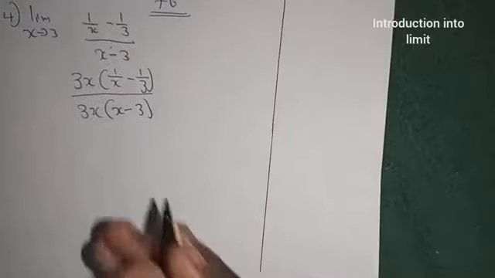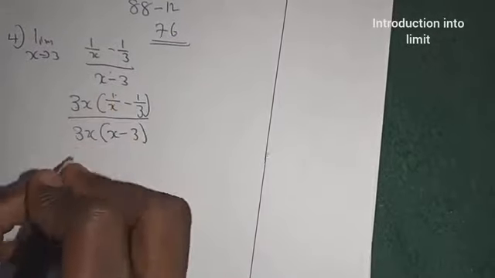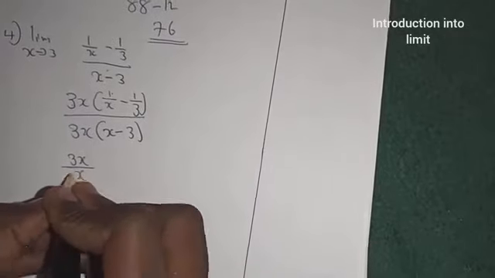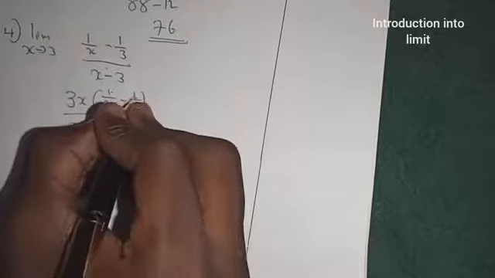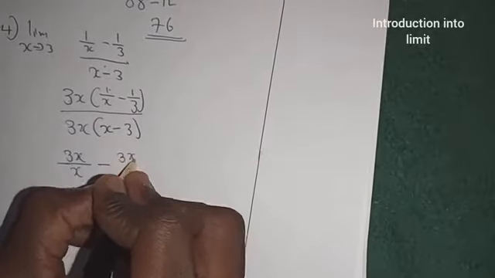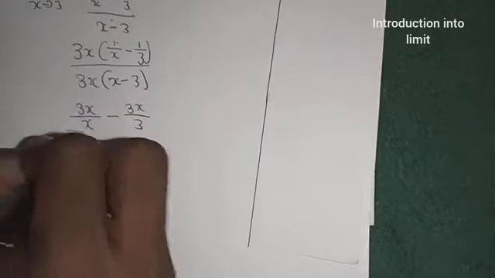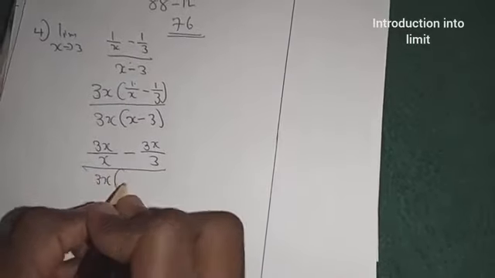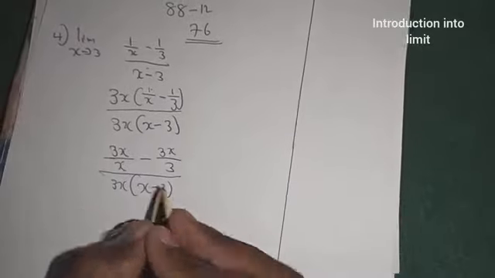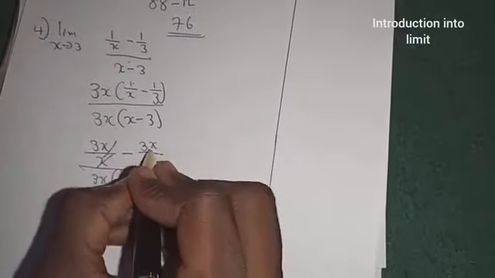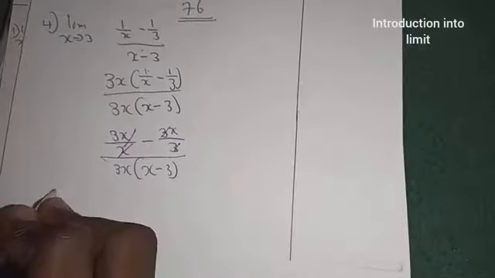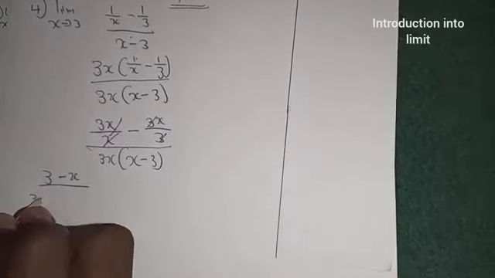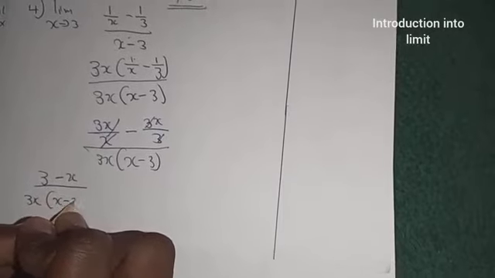So the next thing is that 3x multiplied by 1 over x will give you 3x all over x, then minus 3x multiplied by 1 over 3 will give you 3x all over 3. Then all divided by what? All divided by our 3x, open bracket, x minus 3. So here this x will cancel this x, and also this 3 will cancel this 3. We are left with 3 minus x divided by 3x, open bracket, x minus 3, close bracket.